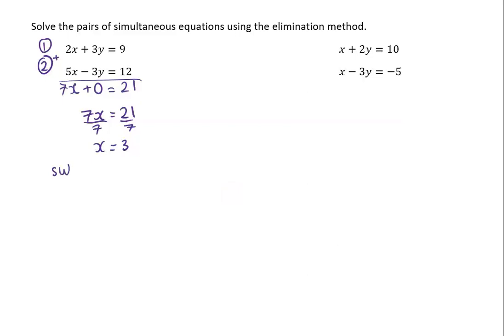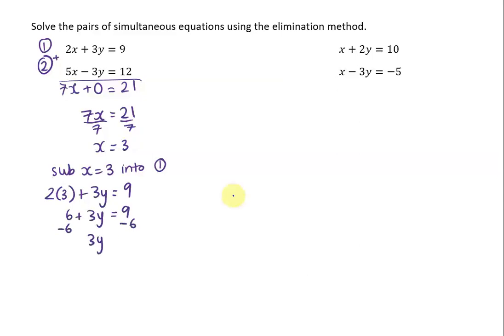And we do that the same way as we did with the substitution method. So we're going to substitute x equals 3 into one of the equations. You can choose which equation, it will be the same solution for either. So let's substitute into equation 1. And we have 2 times 3 plus 3y equals 9, or 6 plus 3y equals 9. We minus 6 from both sides. 3y equals 3, and we divide both sides by 3, and we're given y equals 1. So we can write our solution as an ordered pair, and we say, therefore, the solution is x variable first, 3, 1.